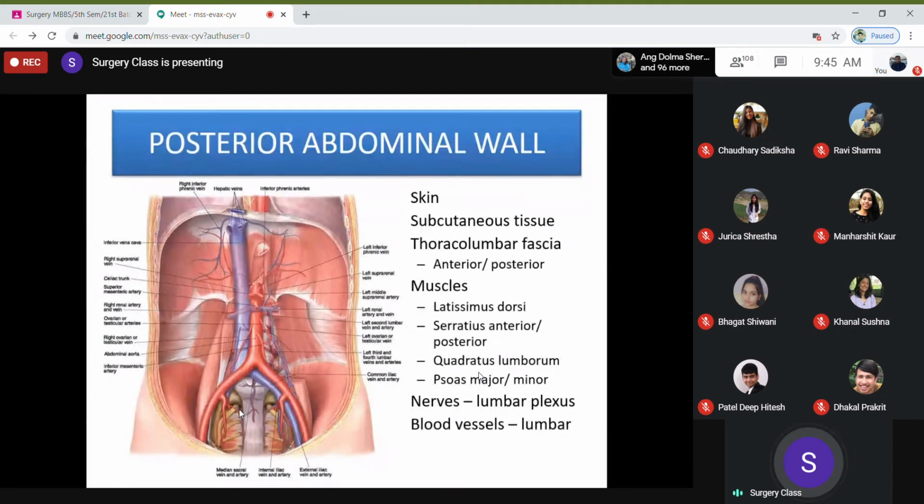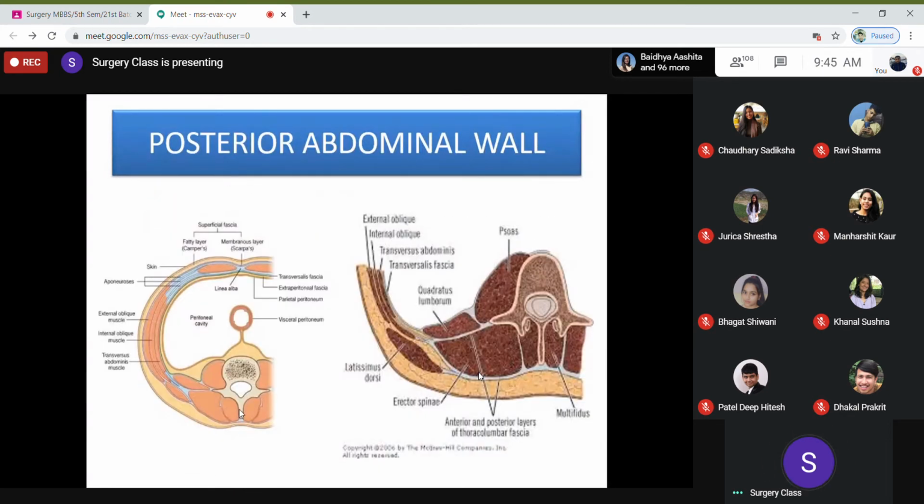So this is a picture you can just remember and keep in your mind, and you will be able to understand this thing. This picture is very important. Posteriorly, you can see the skin and the soft tissue, and laterally the latissimus dorsi, and all three muscles of the anterior abdominal wall: external, internal, and transverse. They come out from this sheath.